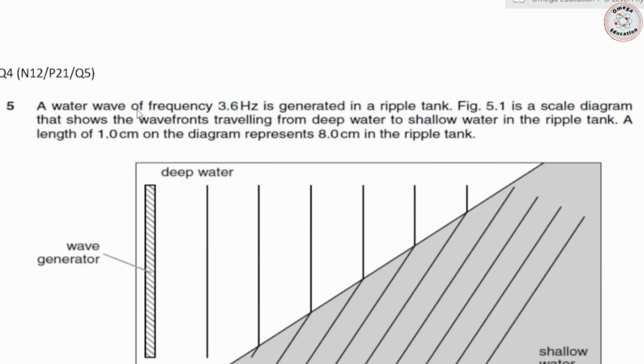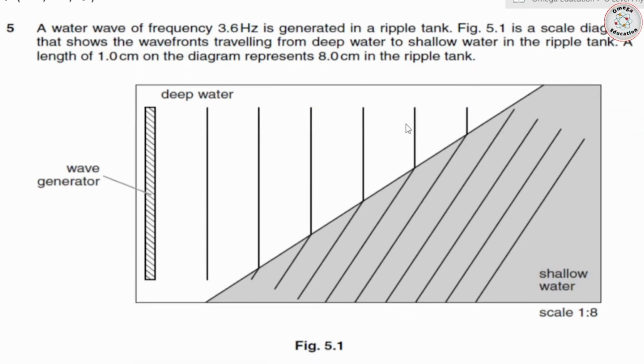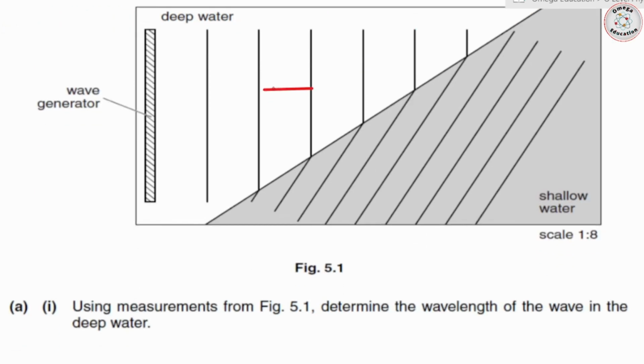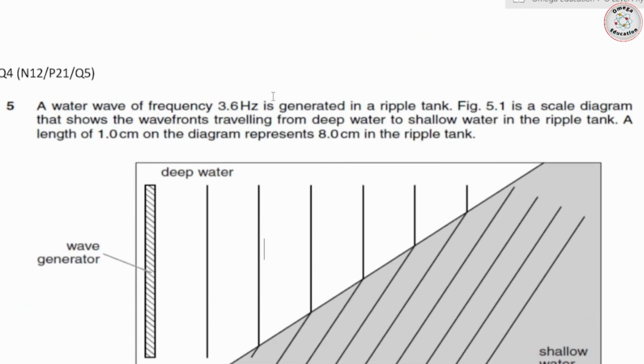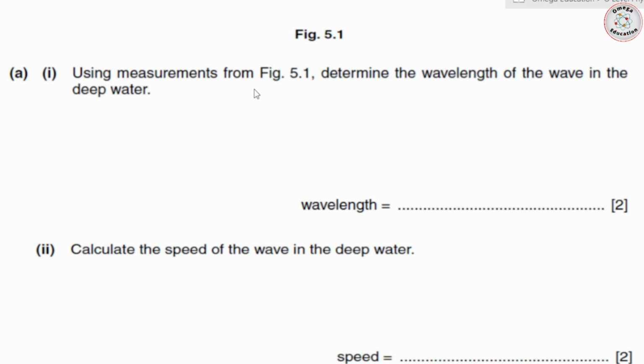Alright, then we have the next one. A water wave of frequency 3.6 hertz is generated in a ripple tank. Figure 5.1 is a scale diagram. Scale diagram means it is drawn to a certain scale, showing the wavefront of the wave. Length of 1 centimeter on the diagram represents 8 centimeter on the ripple tank. So if you measure 1 centimeter from here, actually it would be 8 centimeter on the ripple tank. Using measurements from figure 5.1, determine the wavelength of the wave in the deep water.